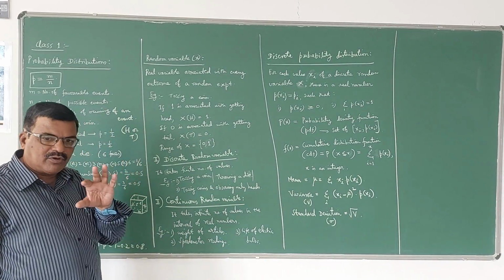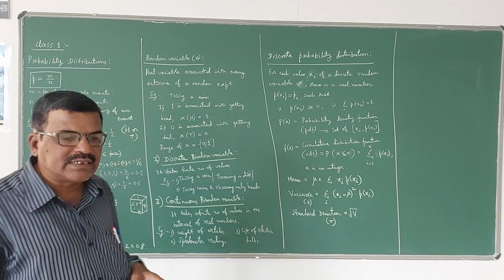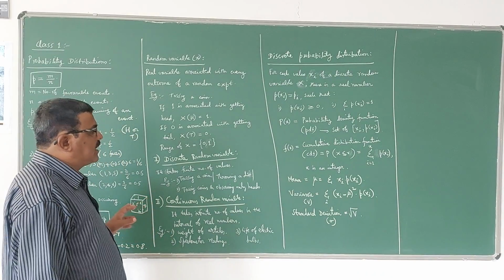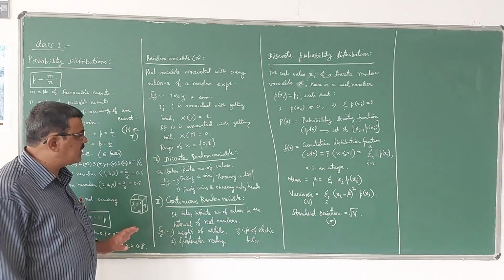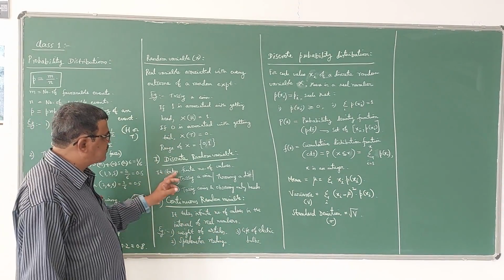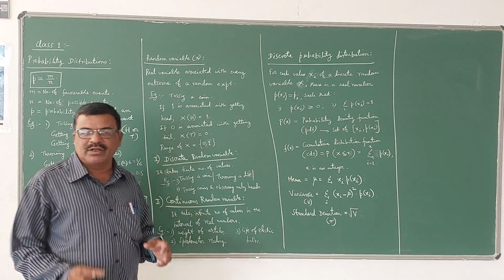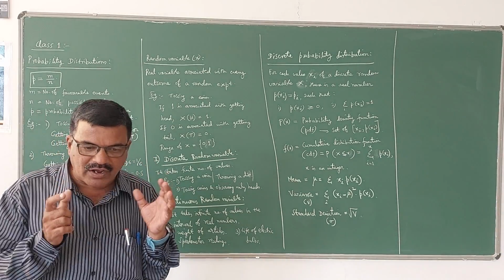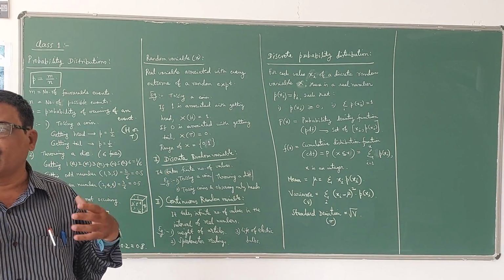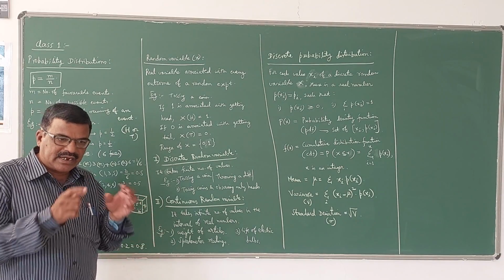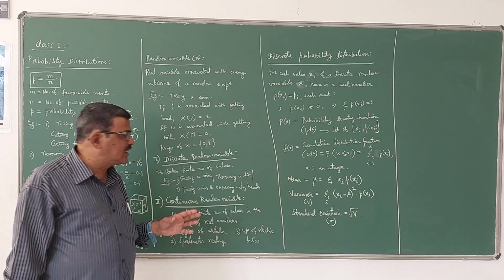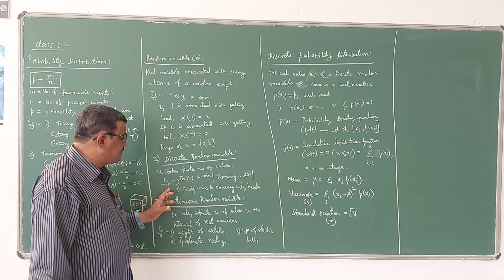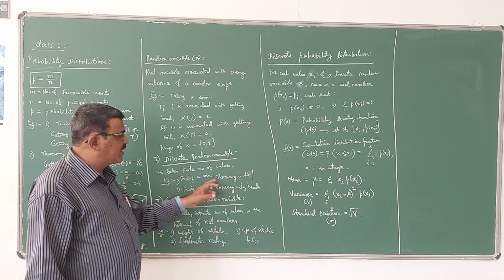In random variable we have two types. One is discrete random variable, another is continuous random variable. So discrete means it takes a finite number of values, and that means the number of values is finite. You can count the number of values. That means it is restricted. 10 readings, 20 readings, 30 readings, like that. That is called discrete. Example, tossing a coin or throwing a die.